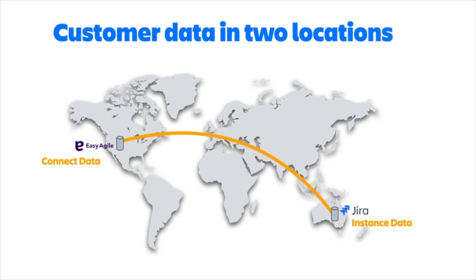Let's jump in and define Connect Data Residency quickly. Many of you are no doubt familiar with data residency, and here's a simple illustration demonstrating what Connect Data Residency means for us at Easy Agile. In this example, a customer's Jira instance is located in Australia, but Easy Agile's Connect data is located in the United States. And the separation of these data sources is the problem we're trying to solve with Connect Data Residency.